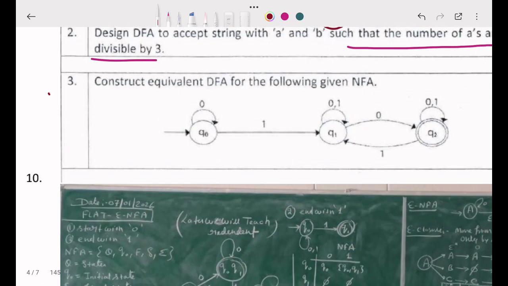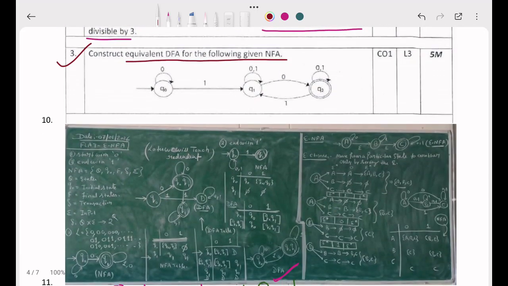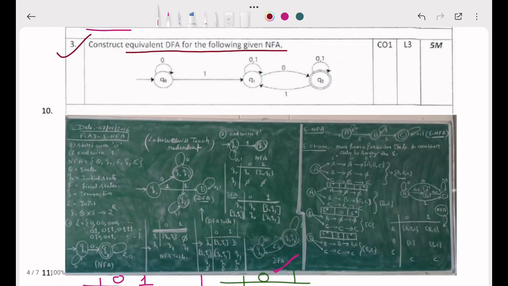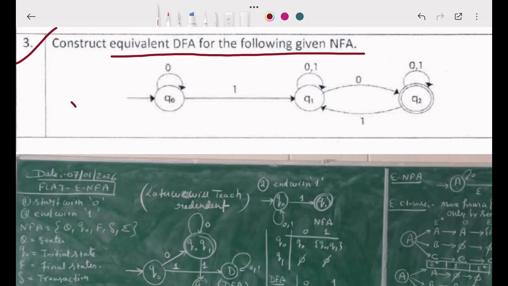Now next, construct the equivalent DFA for the following NFA. Okay, now I will solve this question also. So now see here how to solve this question. At first I will design my table.